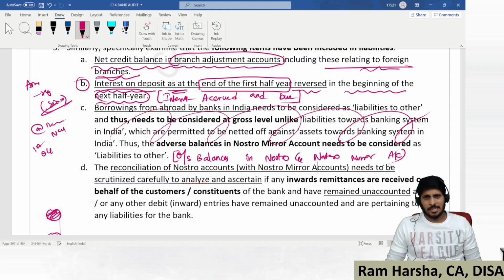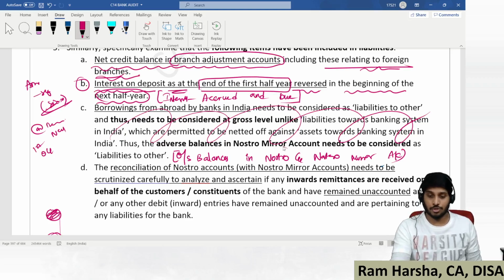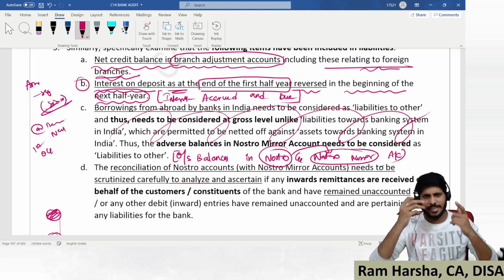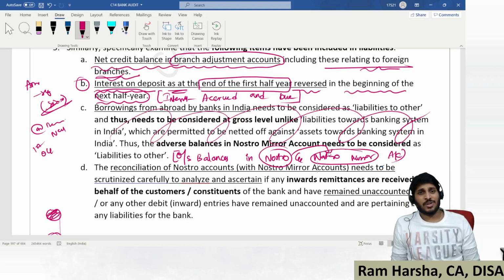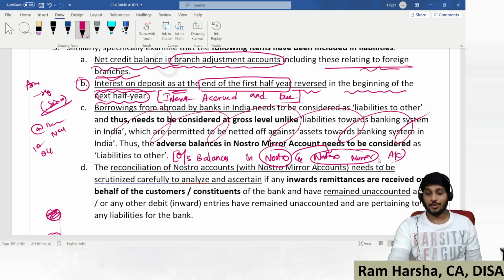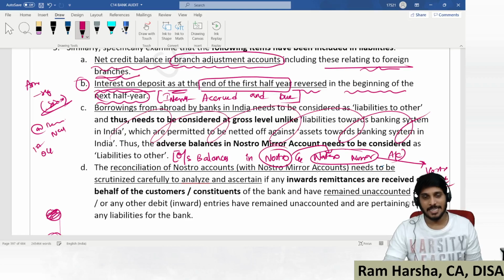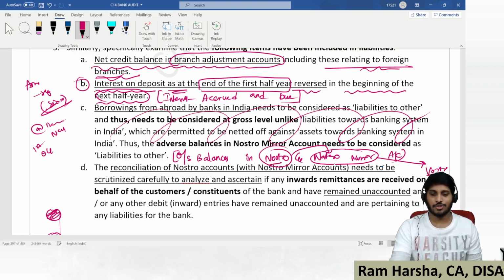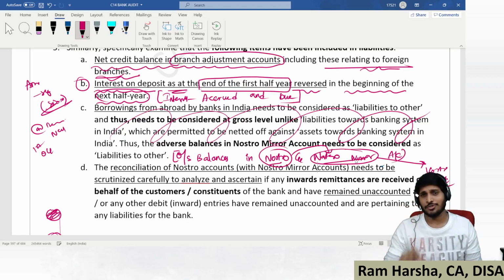Outstanding balances arrived as per nostro and its reflection account, the nostro mirror account, whichever is more accurate, take that. Sir, what is nostro? The nostro mirror account is called the vostro account. This is Italian, or Latin, terminology. Okay, nostro and nostro mirror. What is nostro and nostro mirror?